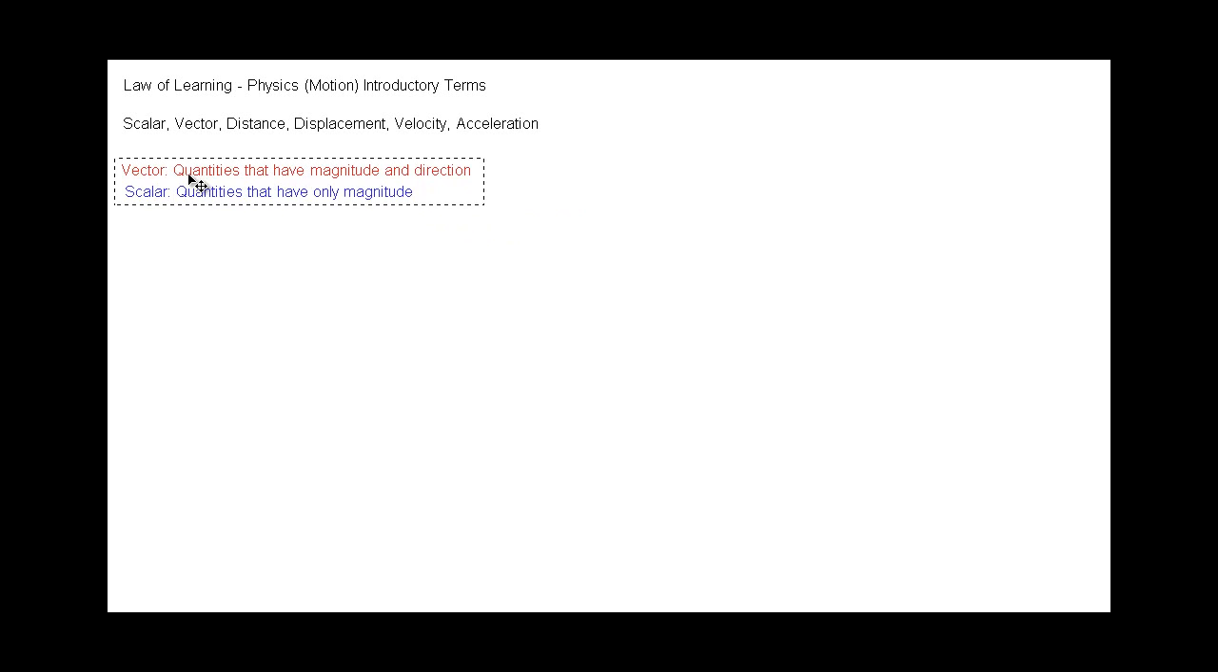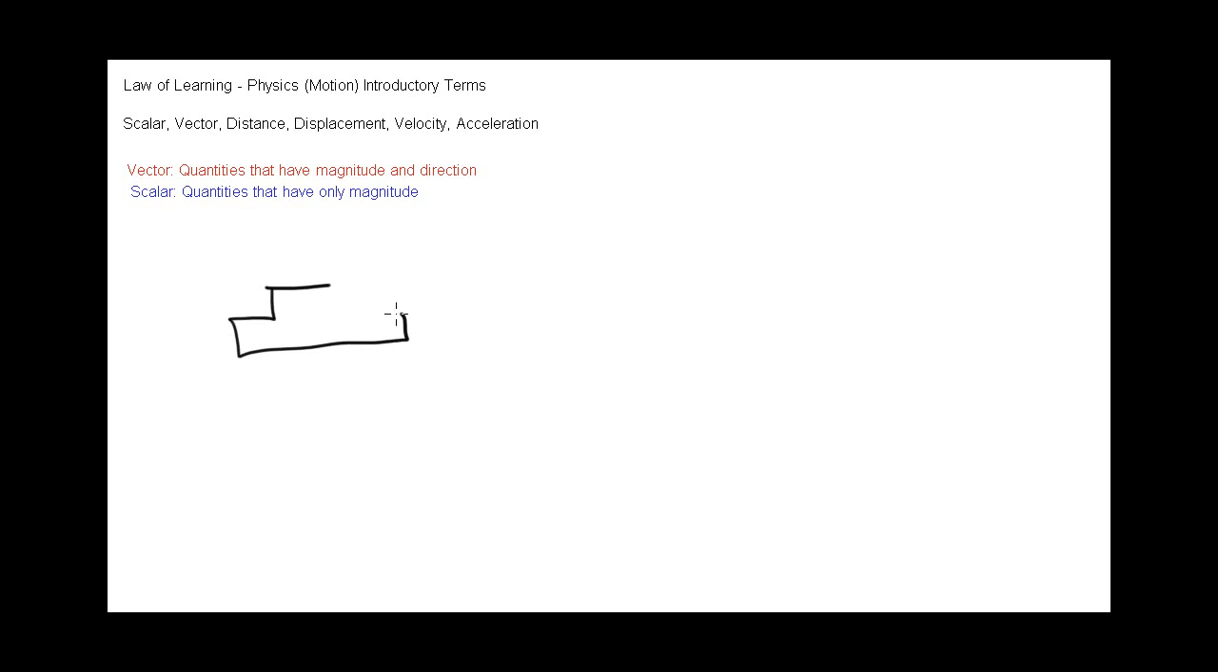As you see, vector is defined as quantities that have magnitude and direction, while scalars are defined as quantities that have only magnitude. Now let's illustrate what these definitions are saying with an example. Let us say that there is a car that is traveling. Please excuse me for the lack of artistic ability. This car is traveling, let's say, 50 kilometers per hour east.